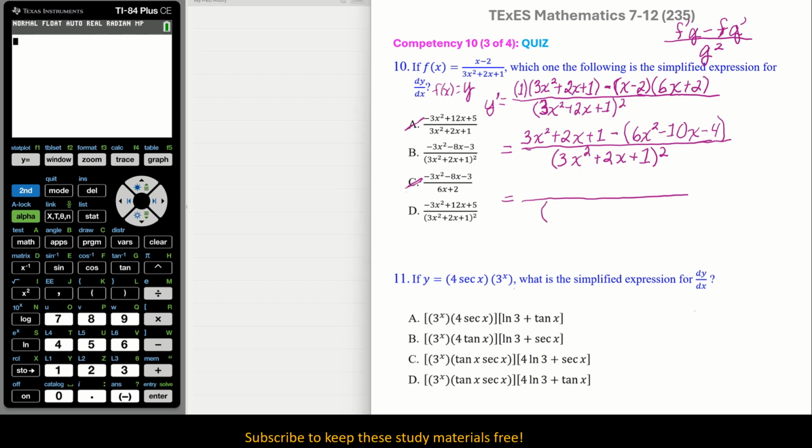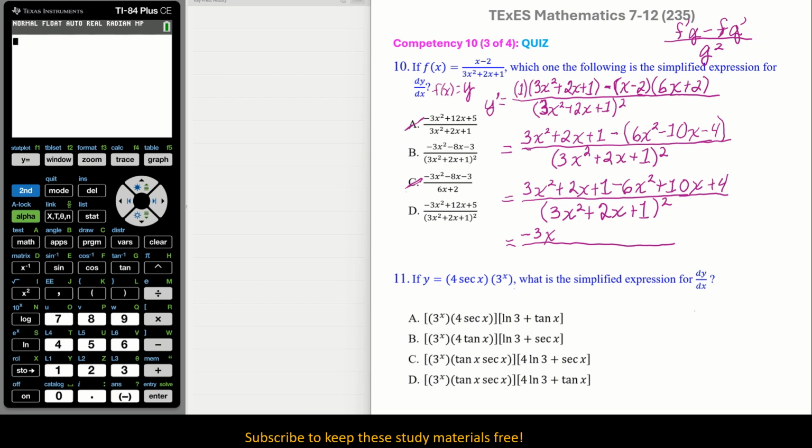Okay, we just take that denominator, copy it down again, plus the 1 squared. Now let's deal with everything in the numerator. Okay, so we have 3x squared plus 2x plus the 1 minus 6x squared plus 10x and then plus the 4. So this gives us a numerator. You may already see it. It gives us a numerator of minus 3x.